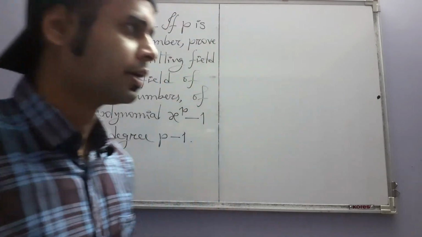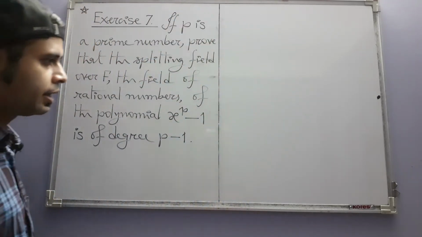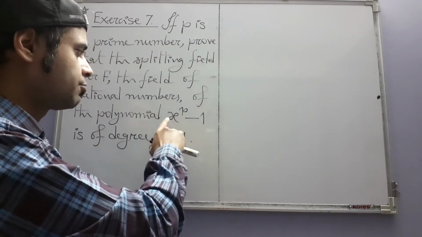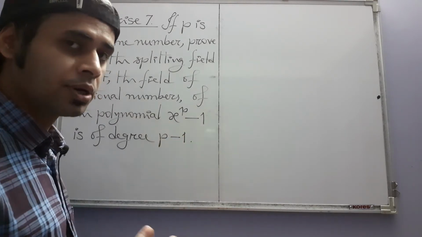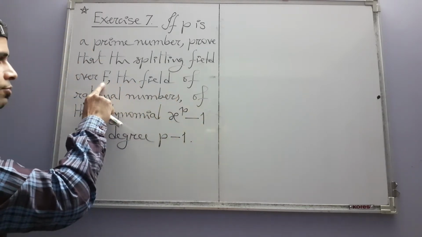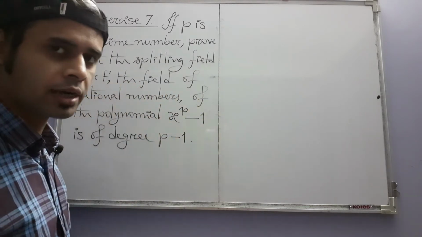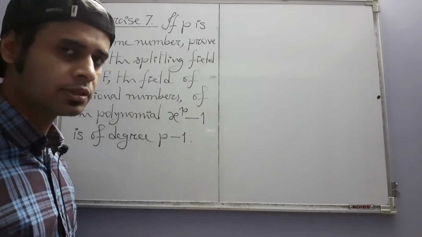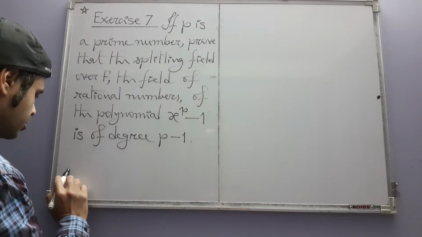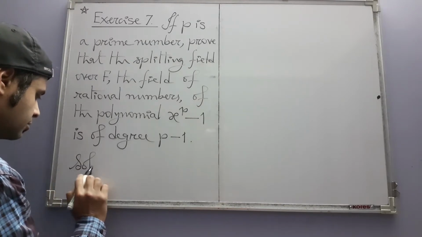Exercise 7 next. Again, like before, here also we have to find the degree of the splitting field of this polynomial over f, which is the field of rational numbers, and p of course is any prime. So the solution starts off like this.